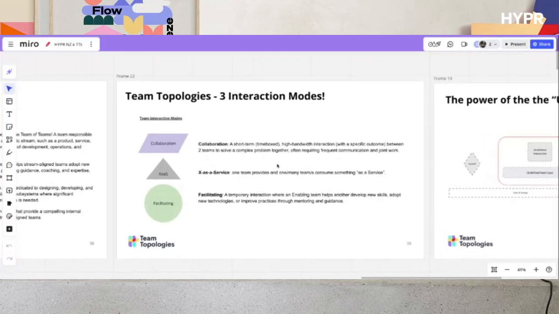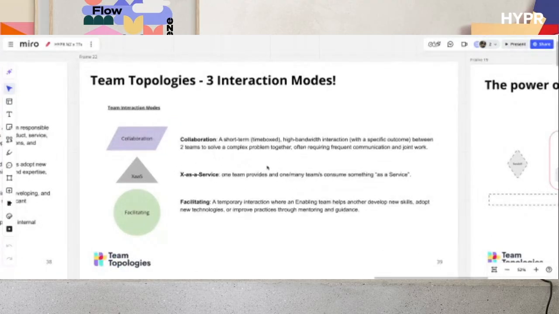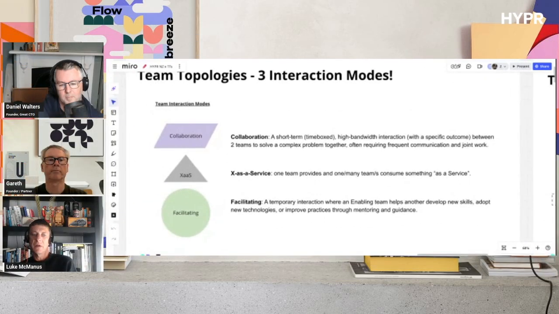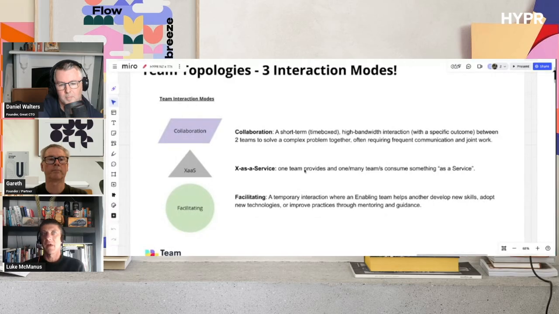So teams can consume APIs and other things by looking at documentation rather than actually having continuous meetings with other teams in order to work out how to use their service. So to put it another way, there's an ability to self-service. So if something is provided X as a service, then you could self-service without interrupting the team that provided that service.